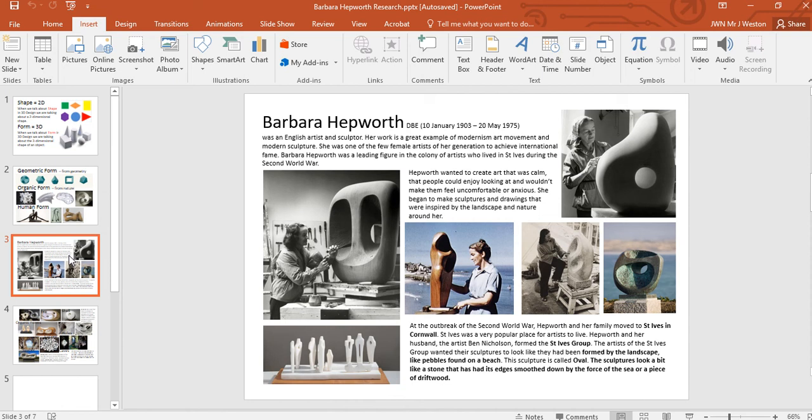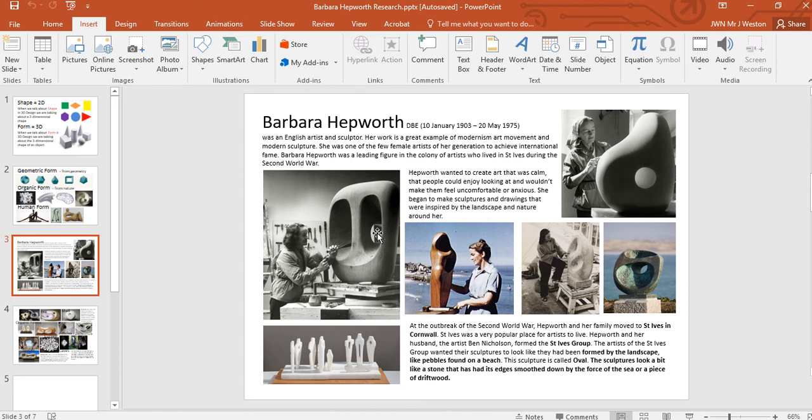I would like you to try and type this out yourself. So don't just copy and paste the text that you find, please try and put it into your own words. Please don't use any language that you don't understand. But you can see here what I've done is I've got her name in bold, date of birth, so we get an idea of what kind of era, what kind of decades we're talking about in a period of time, and then who she was, what she did, and there's a bit about her work here. So she wanted to create art that was calm, that people could enjoy looking at.